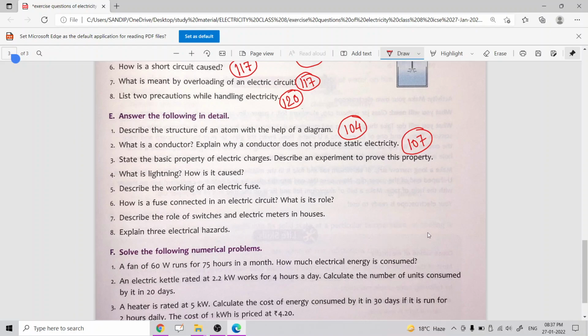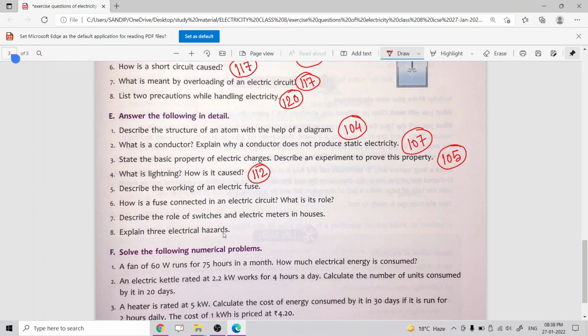Now the next question is: state the basic property of electric charges and describe one experiment to prove this property. So you just see your textbook. You will get the answer to this question from page 105, and it is also discussed in your class. Next one is: what is lightning and how is it caused? You will also get it from your textbook, and the page number is 112.